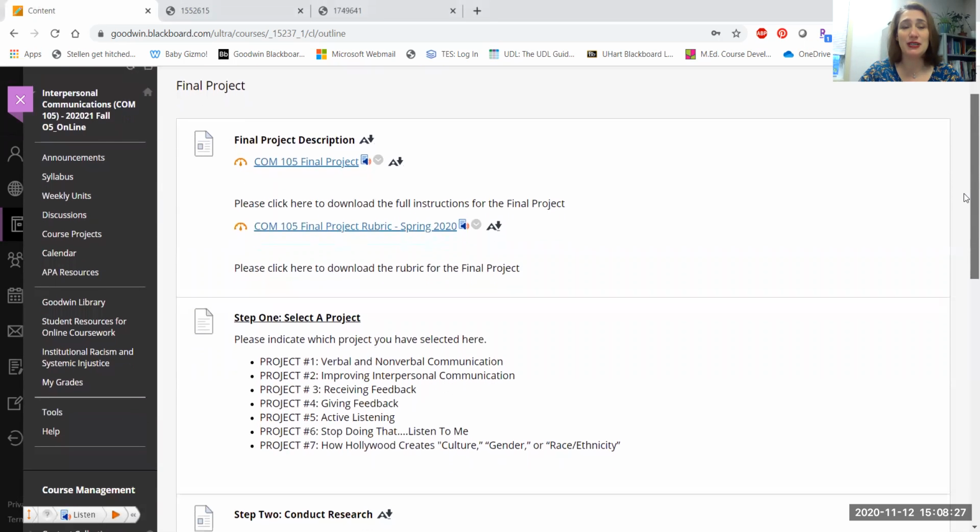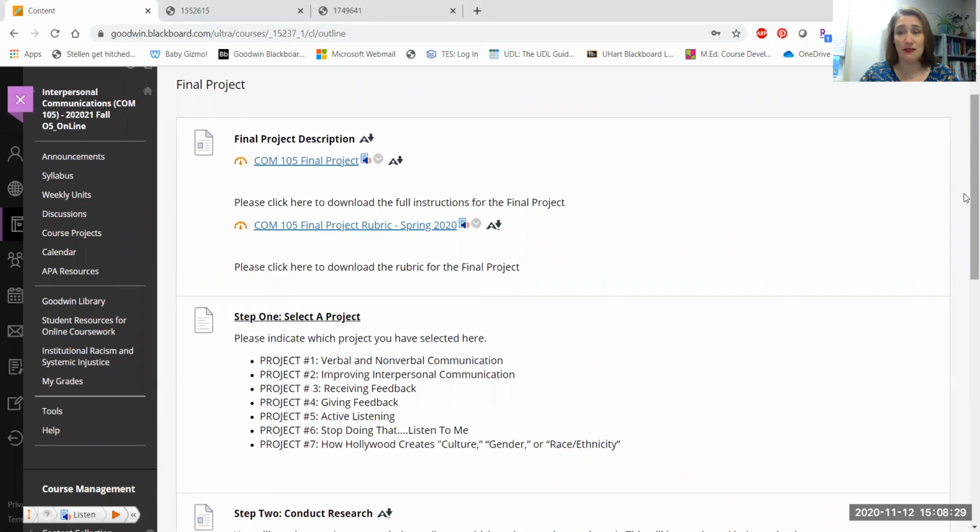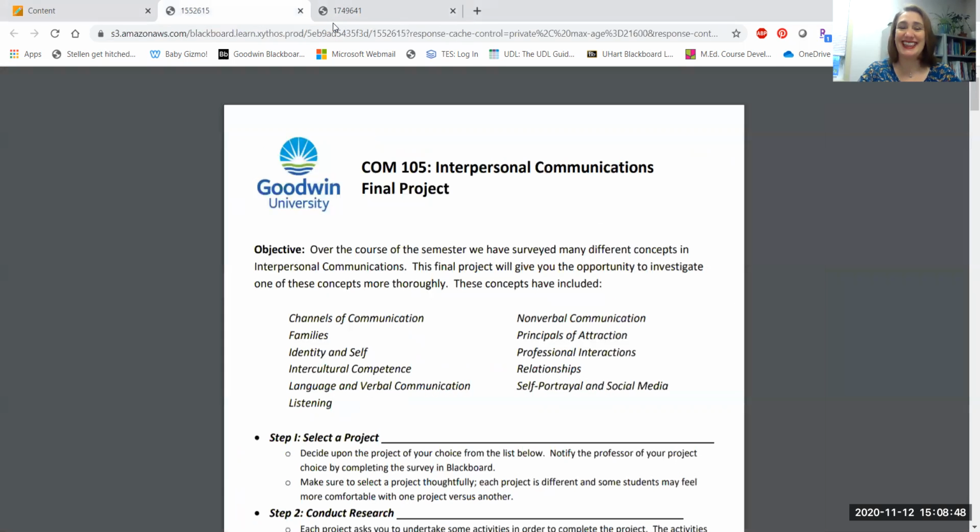When I click inside, here we go. Pretty self-explanatory. This is the entire final project folder. Nothing is hidden from you at this point, so you're going to be able to start from the top and work your way down, just like the rest of the folders I've built for you. This first link is the project description, and below it is the project rubrics. Let's take a look at the description. Whoops, that's the rubric. There we go.